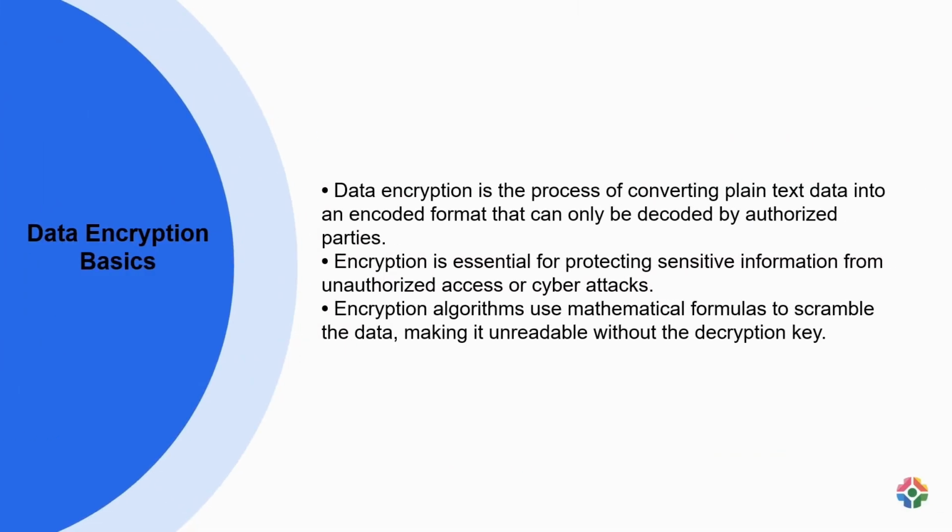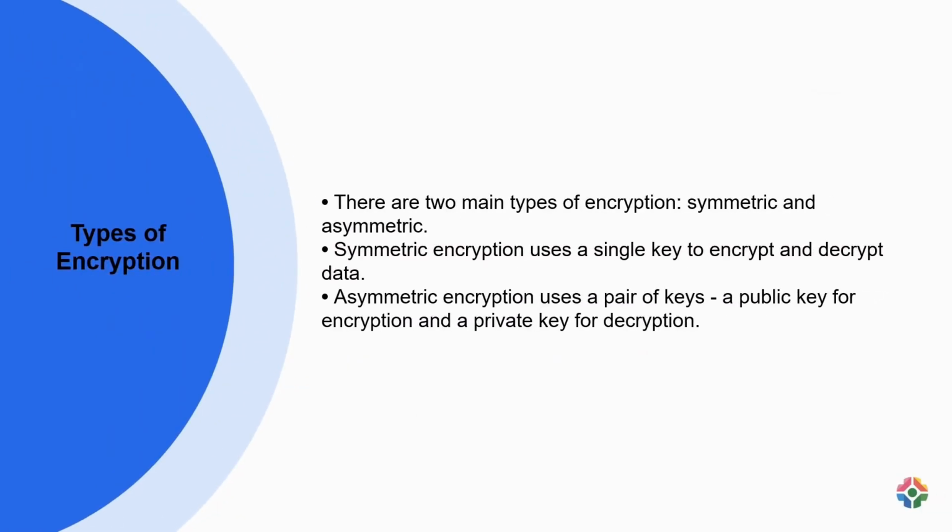Data encryption is the act of converting plain text data into an encoded format that can only be decoded by authorized individuals. It is a critical measure for safeguarding sensitive information from unauthorized access or cyber threats. Encryption algorithms leverage mathematical formulas to scramble the data and render it indecipherable without the corresponding decryption key. For example, when you make an online purchase, your payment details are encrypted to prevent hackers from intercepting and decoding the information. Encryption is a technique to secure data by converting it into an unreadable format.